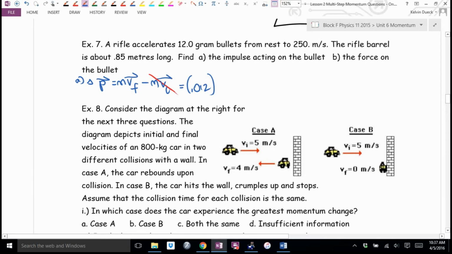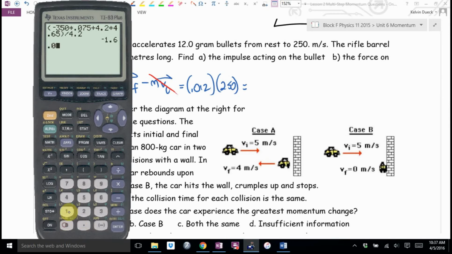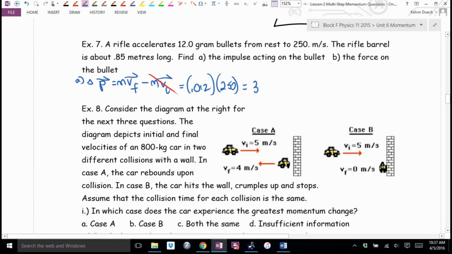What's V final? Oh, I can do that in my head. 3, yeah? Should be. Yeah, 3 what? Units. It's a momentum, impulse, kilogram meters per second. Okay? There's A.